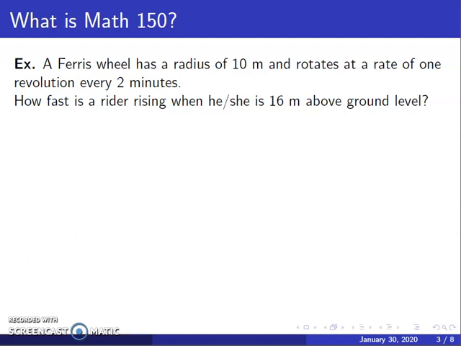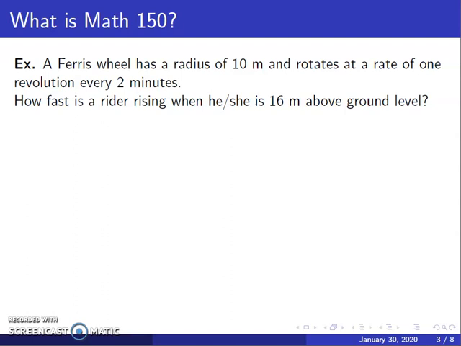So, we know how fast this thing is spinning. As they're going up, they're rising vertically, but they're also moving horizontally when they're 16 meters up. So how fast are they rising, which we would just think is vertical, at that given instant?